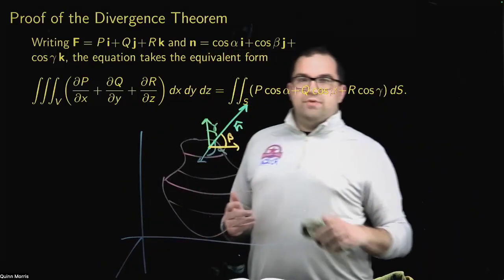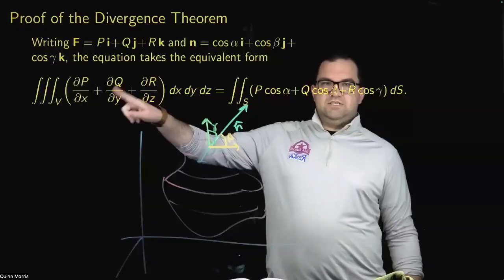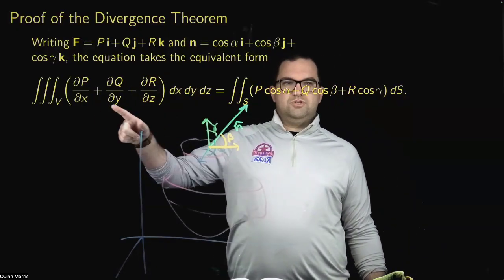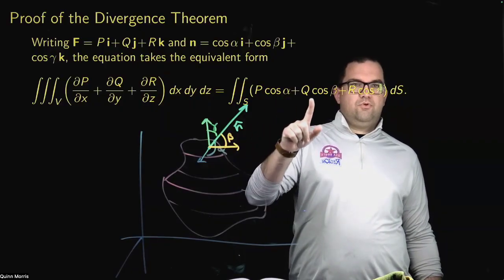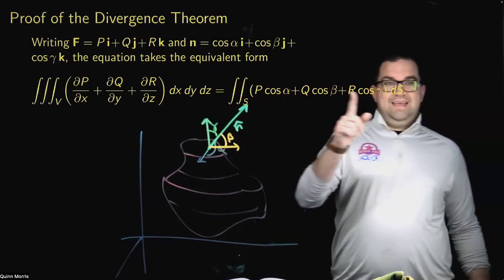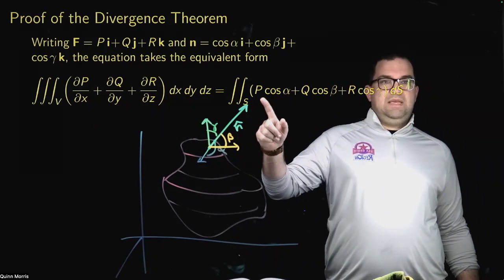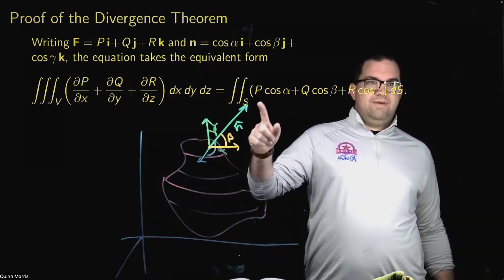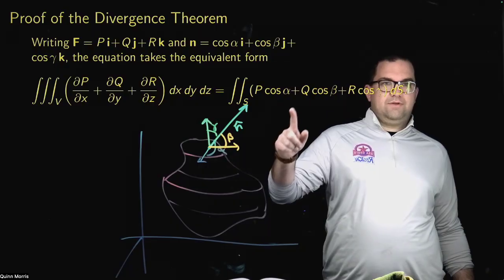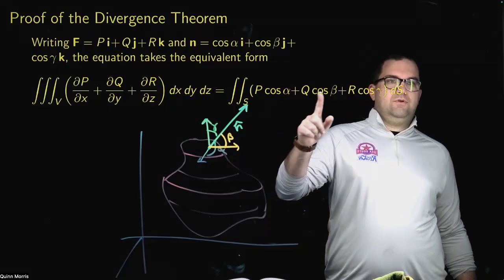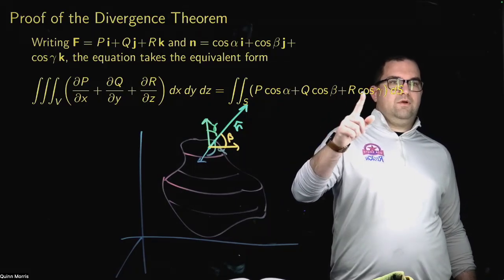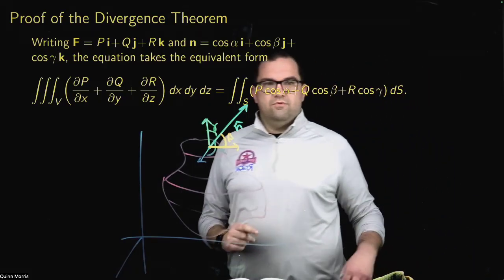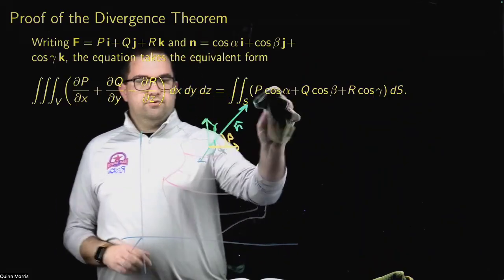All right, so if we do that, we can write out, this is just the triple integral of the divergence. And this is going to be equal to, I can now write out for this surface integral what F dot n is, right? So this is P times the x component of the normal vector, plus the y component of the vector field times the y component of the normal vector, plus the z component of the vector field times the z component of the normal vector, right? And so this is this surface integral.